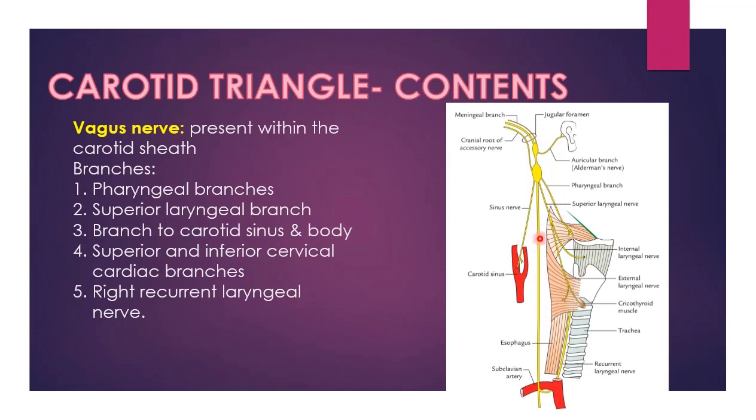Then cardiac branches. Apart from that, it gives branches to the carotid sinus and carotid body. Okay, so branches to carotid sinus, carotid body, pharyngeal branch, superior laryngeal, then branches to the heart, the parasympathetic component to the heart, and the right recurrent laryngeal nerve, which is seen in the tracheoesophageal groove. That is the right recurrent laryngeal nerve, winding around the subclavian artery. On the left side, it arises at a more lower level, not given in the neck. From the thorax comes the left recurrent laryngeal.